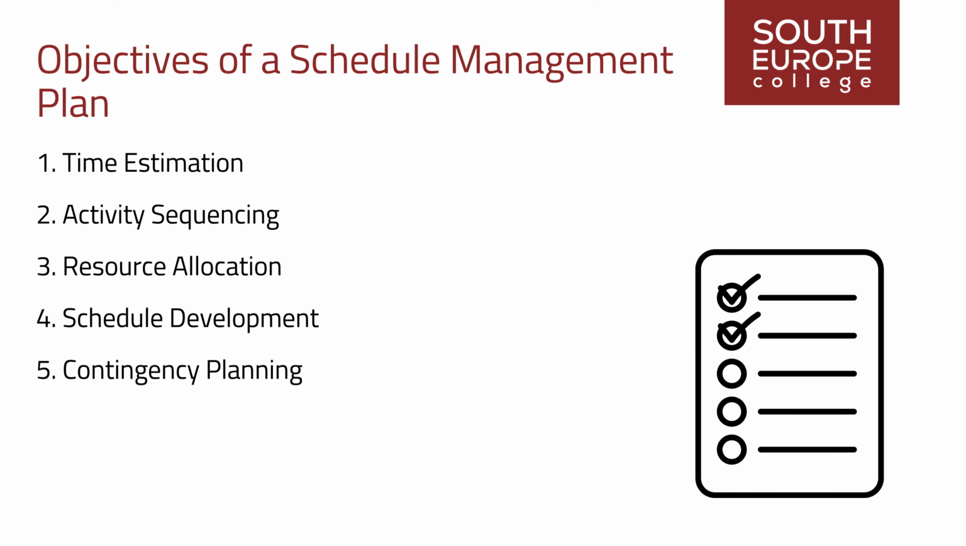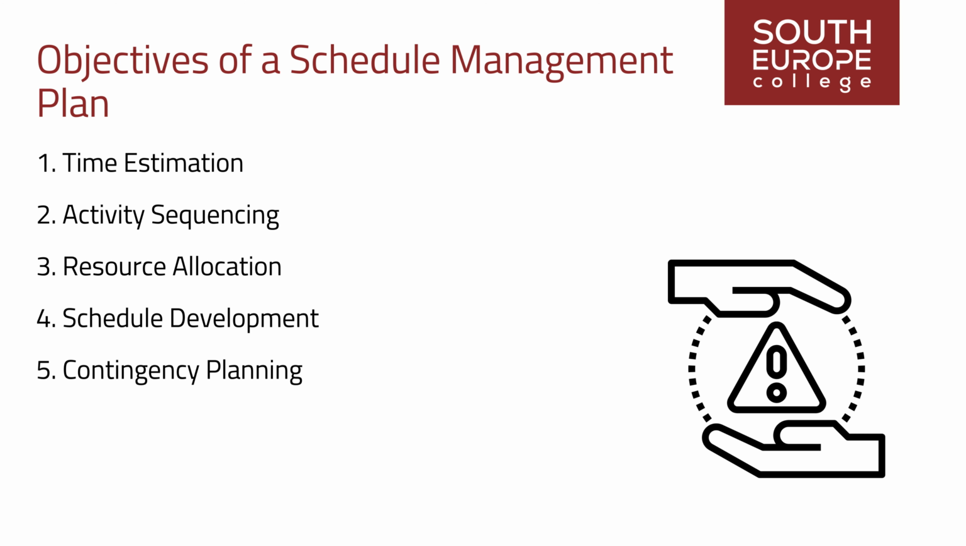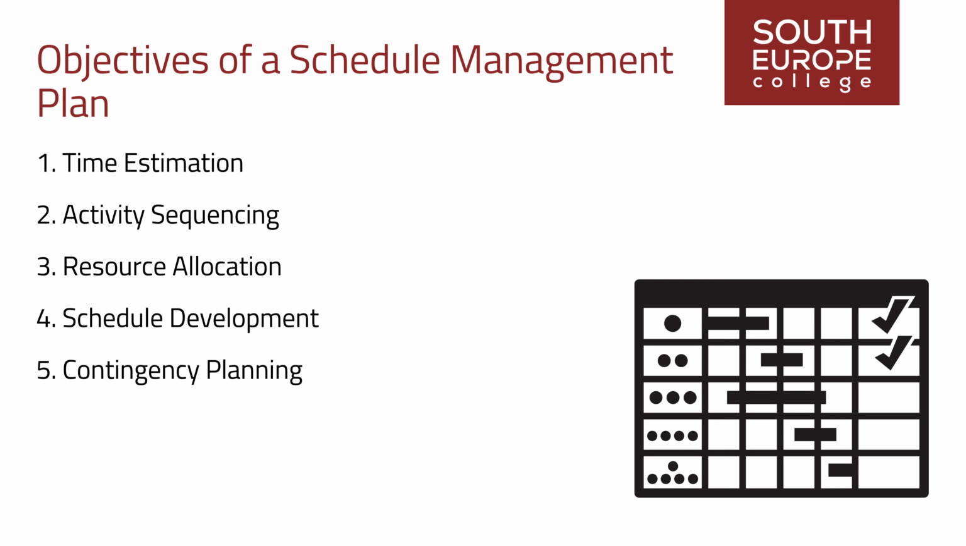5. Contingency planning. Mitigating uncertainties and potential delays by incorporating contingency buffers into the schedule. The schedule management plan formulates strategies for managing risks that could potentially impact the project timeline. In conclusion, the schedule management plan assumes a pivotal role in project planning by offering a structured approach to time management. Beyond ensuring timely completion of activities, it contributes to resource optimization, risk management, and effective communication among stakeholders. As a guiding document, it enhances the overall prospects of project success by delineating methodologies for schedule development.